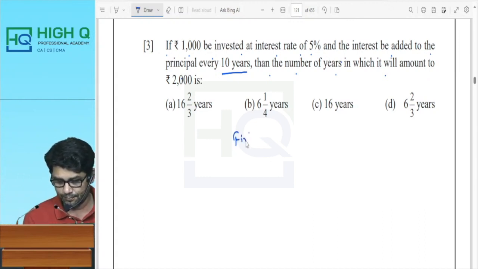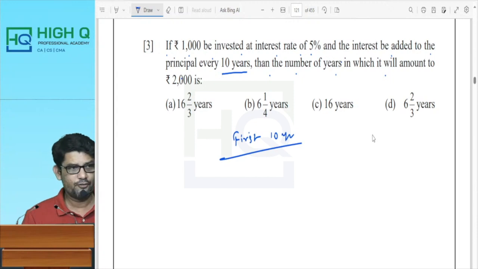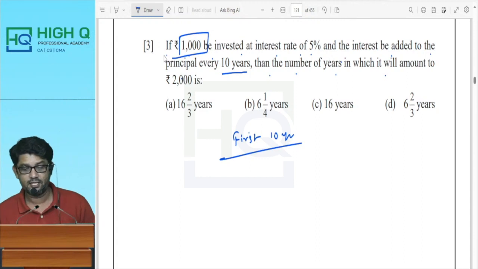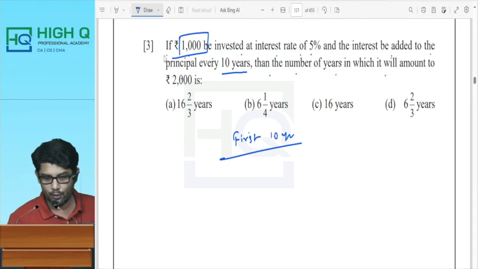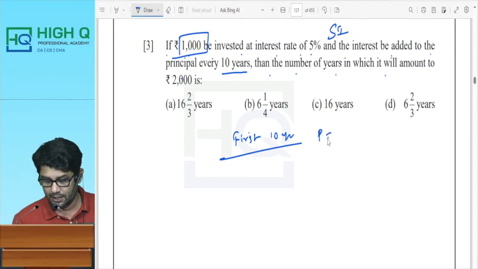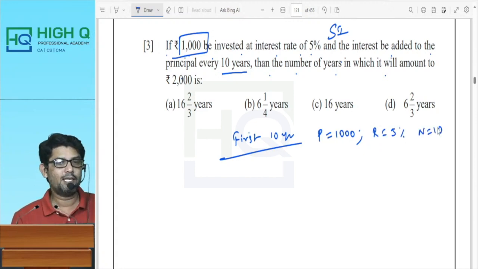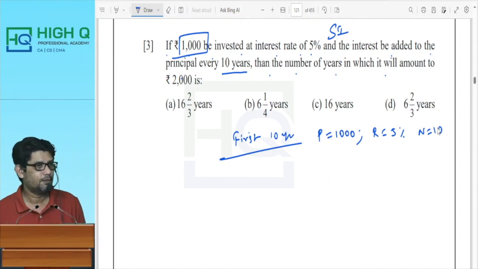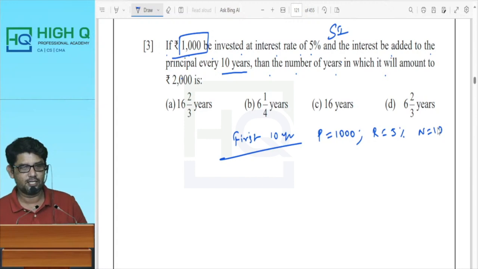First case, first 10 years. Because for the first 10 years, the principal is what? 1000 rupees only. And here nothing is mentioned about the interest, so I'm going to use what? Simple interest only. So for the first 10 years, principal is 1000 rupees, rate of interest is 5%, number of years is 10. Can you please tell me what is the simple interest after 10 years? Tell me, my dear.